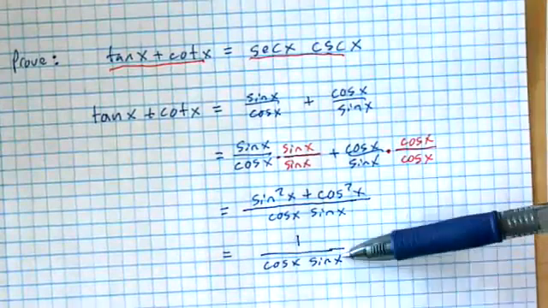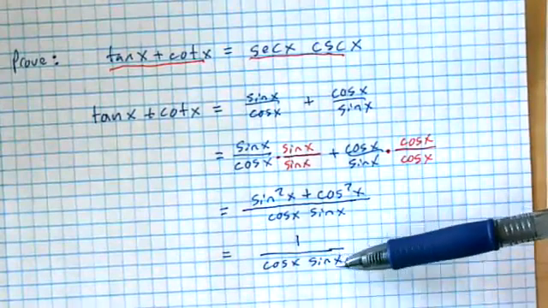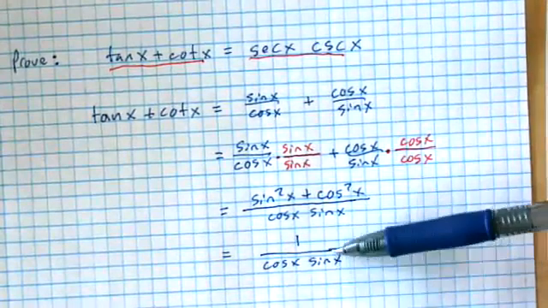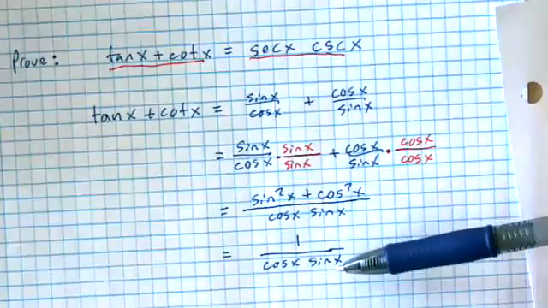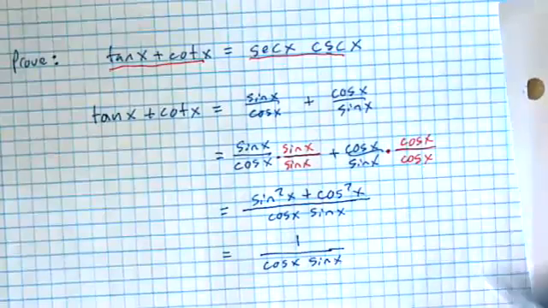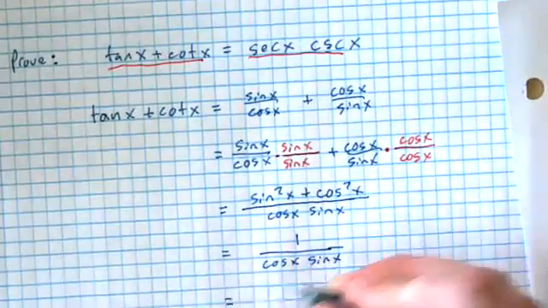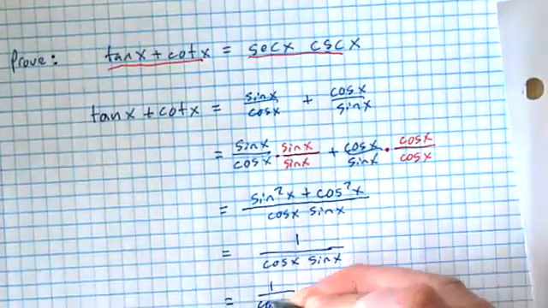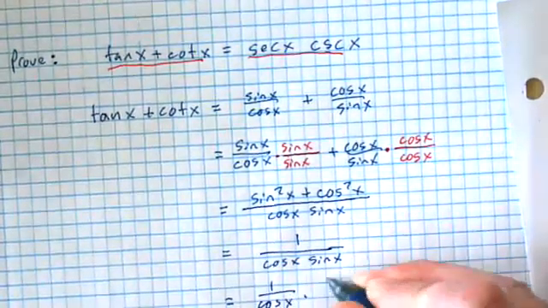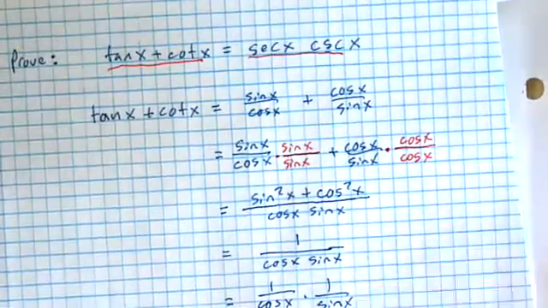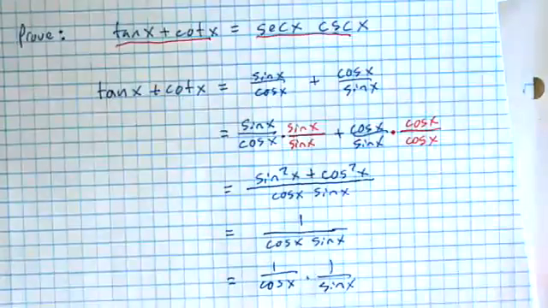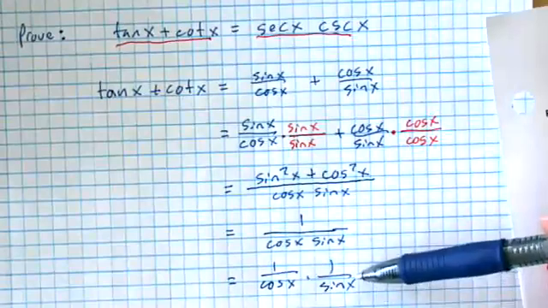Oh, you want to split this up into 2 fractions? So that is the advantage of trying to get a common denominator so that things are multiplying, is that you can split them up. So I think that's great. Yeah, let's split it up into 2 fractions. So that is 1 over cosine x times 1 over sine x. And I think does that get us there? Yeah. That is secant and cosecant, isn't it?